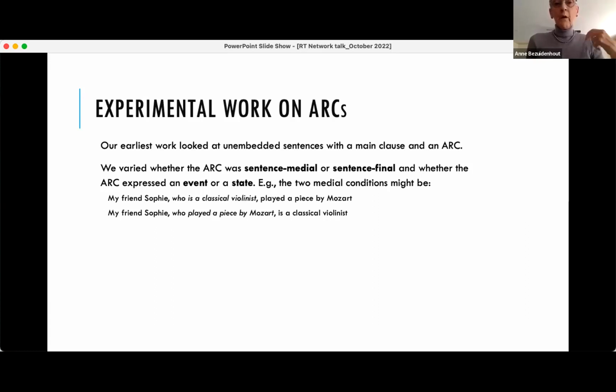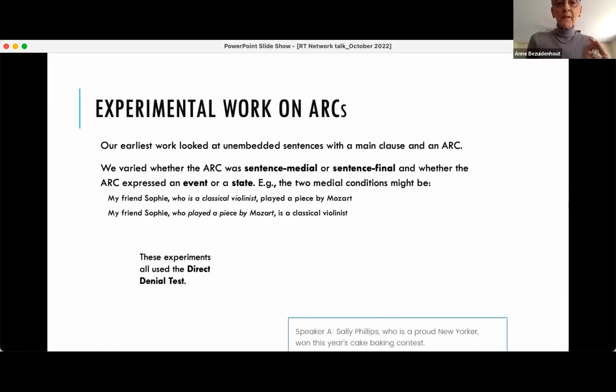Our earliest work looked at unembedded sentences with a main clause and an ARC. We varied whether the ARC was sentence medial or sentence final, and whether the ARC expressed an event or a state. For instance, the two medial conditions might be "My friend Sophie, who's a classical violinist, played a piece by Mozart," versus "My friend Sophie, who played a piece by Mozart as a classical violinist." The first one is a stative and the second one is eventive.